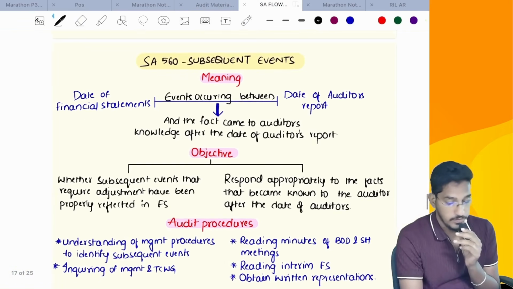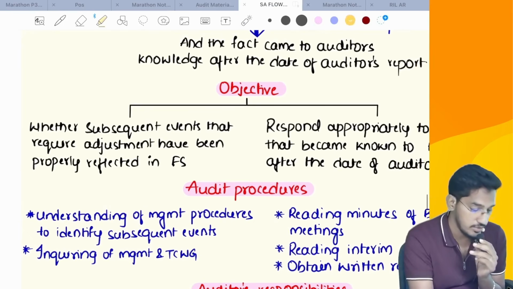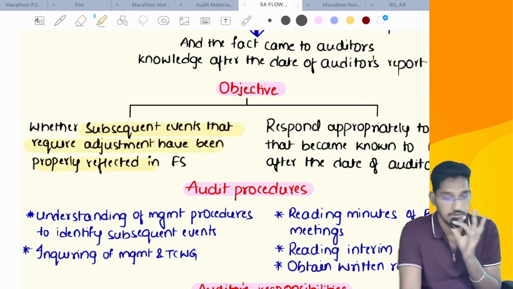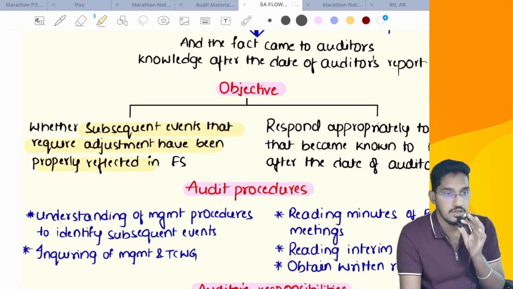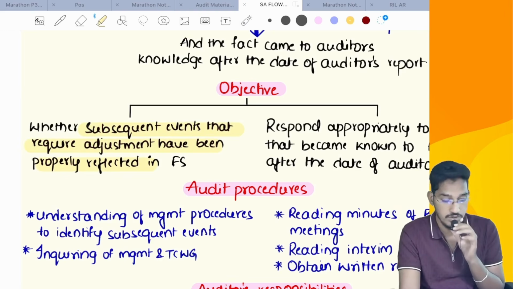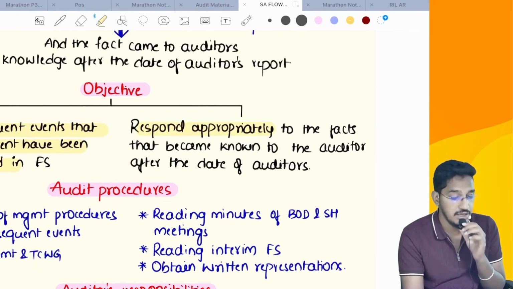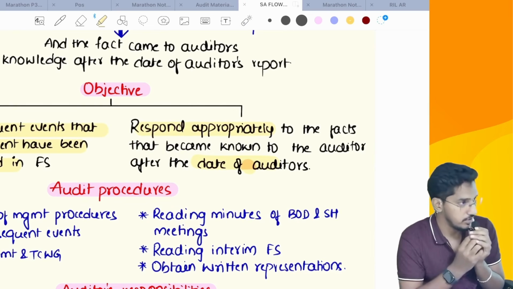Next. Okay, we understood subsequent events. Then, what are the objectives of the auditor? As an auditor, what are your responsibilities? You need to obtain evidence and check whether subsequent events that require adjustment have been properly reflected, that is, whether adjusting subsequent events, if there are any, are properly reflected in the financial statements or not. And in case you came to know about any subsequent event after the date of auditor's report, you have to respond appropriately. How to respond appropriately, that's what we are going to learn.